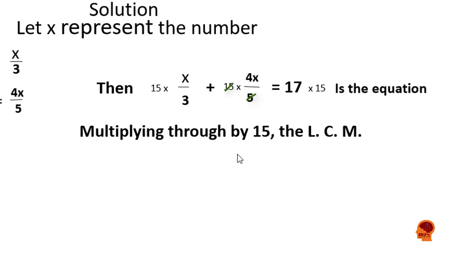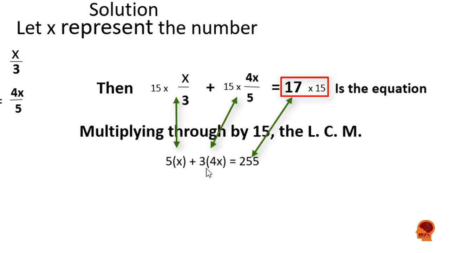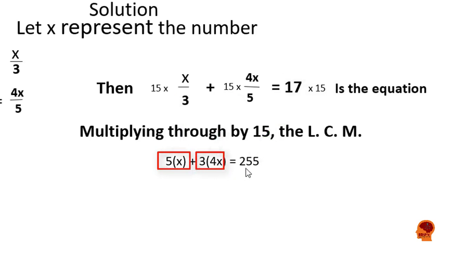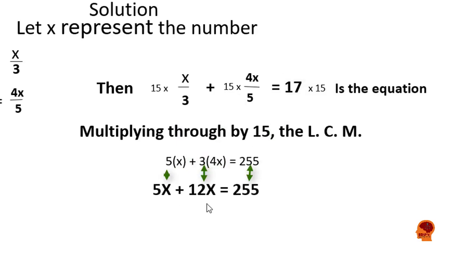3 times 4x equals 12x. And then 15 times 17, that's 255. Okay, so all this will give us what? 5x plus 5 times x plus 3 times 4x equals what? 255. Then we're going to have 5x plus 12x equals what? 255. And then you add the x's together, and then we're going to have 17x equals 225.